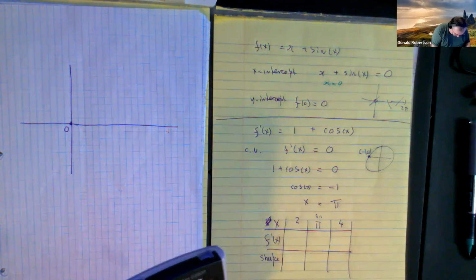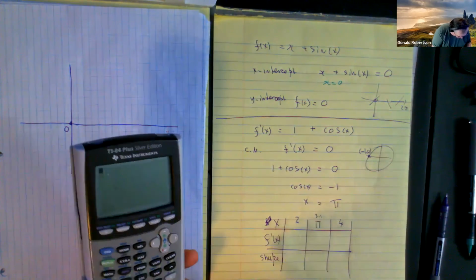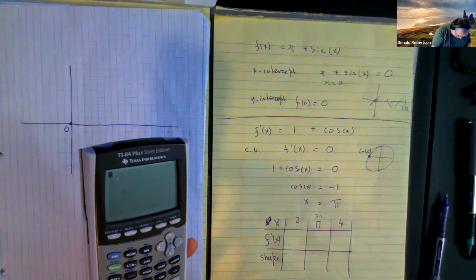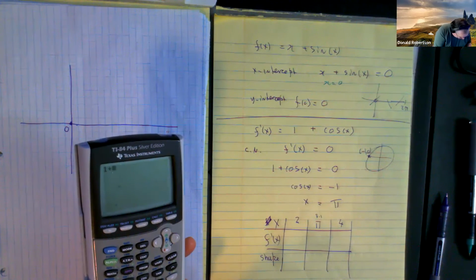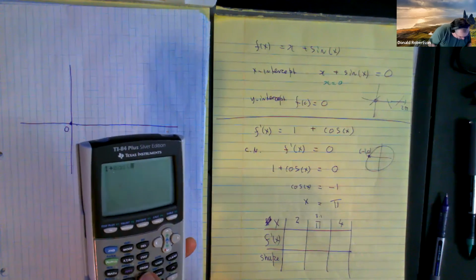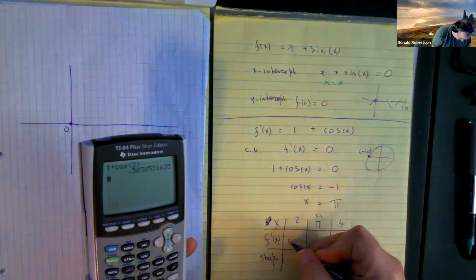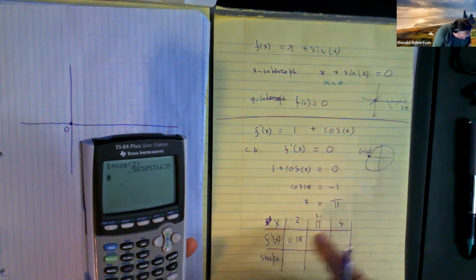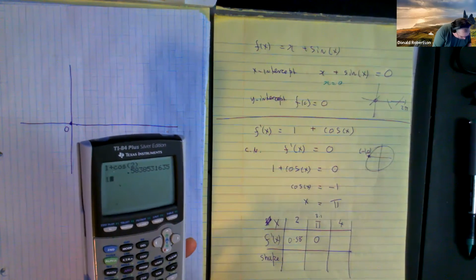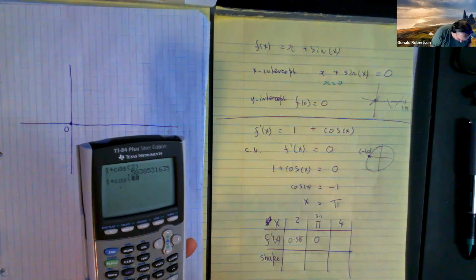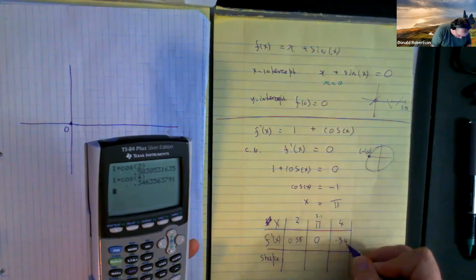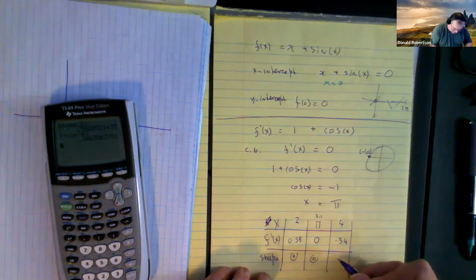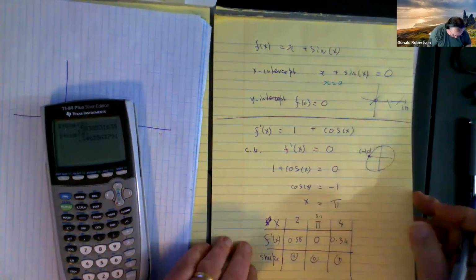Okay. But since I've committed to this, and it's not that horrible a function, I should be able to get it, right? So I'm just going to do 1 plus the cosine of 2. And the answer is 0.58. I already know that answer is 0. And for 4, 1 plus the cosine of 4, and I get the answer 0.34. So I get a positive, a 0, and some more positives. And that's okay, it's actually the right answer.